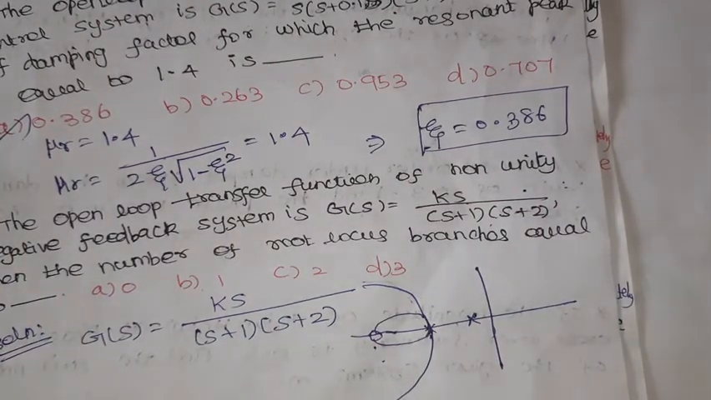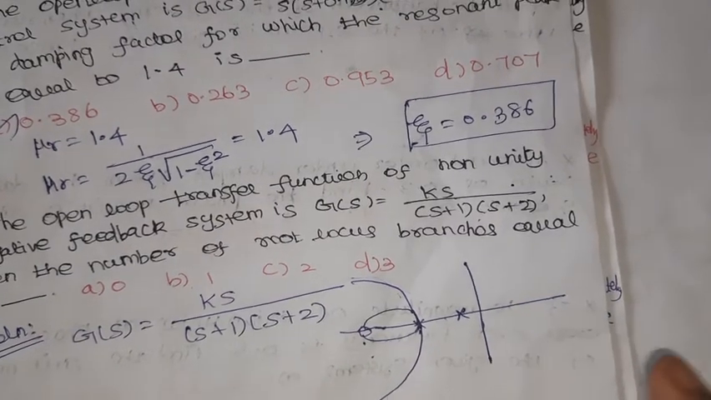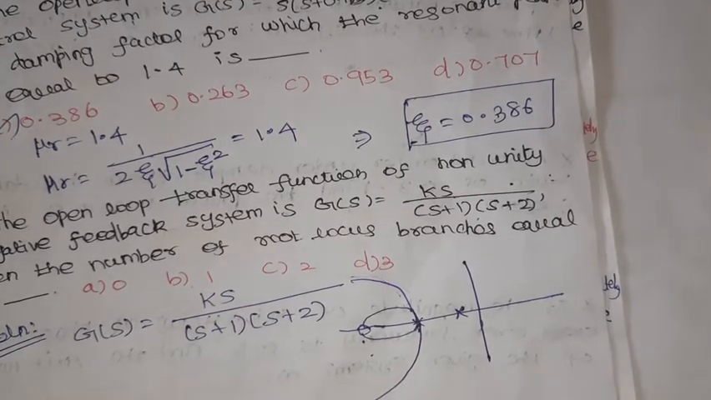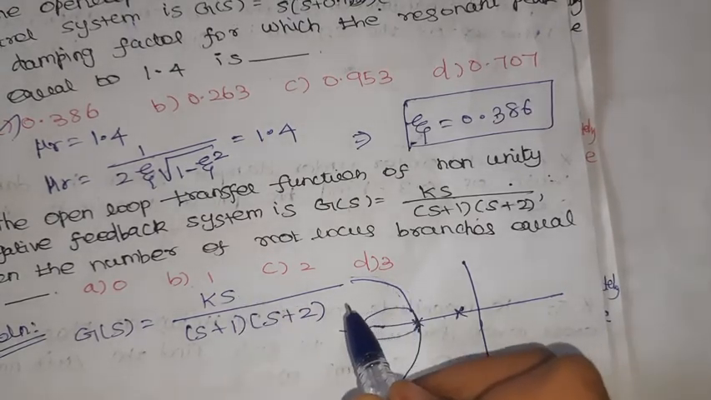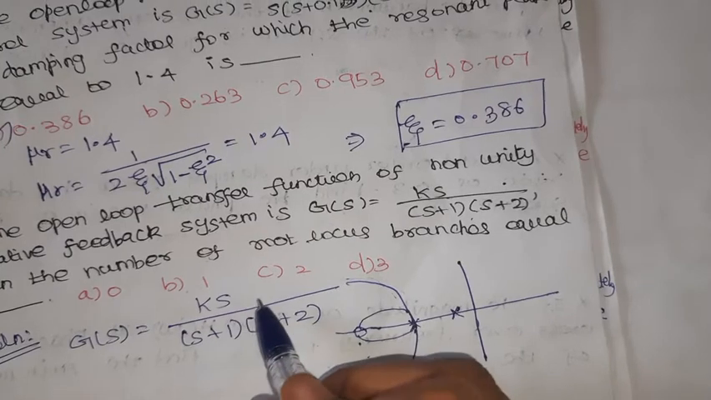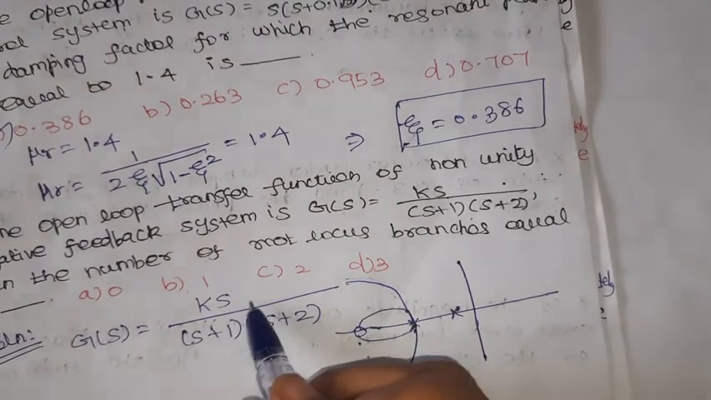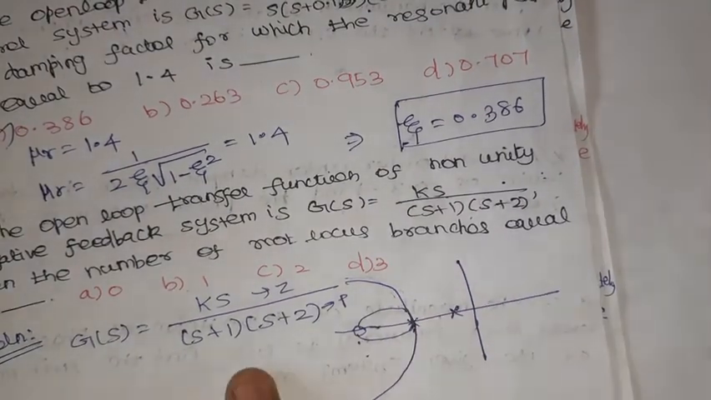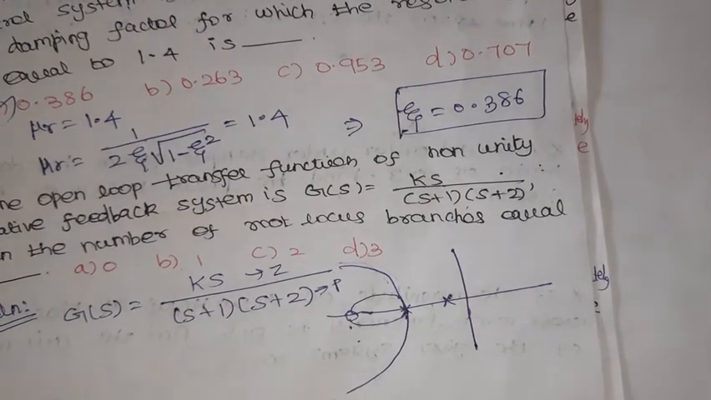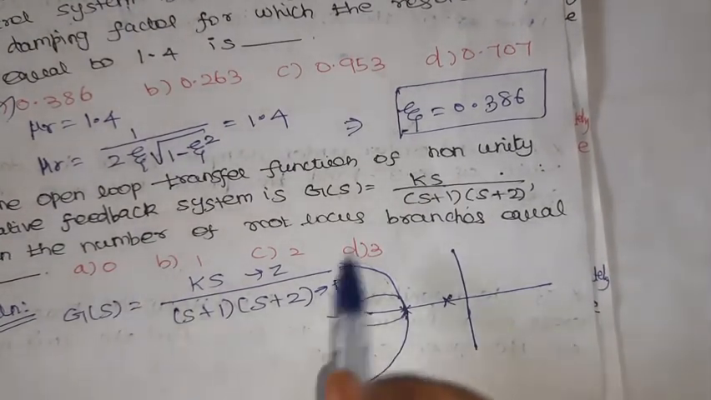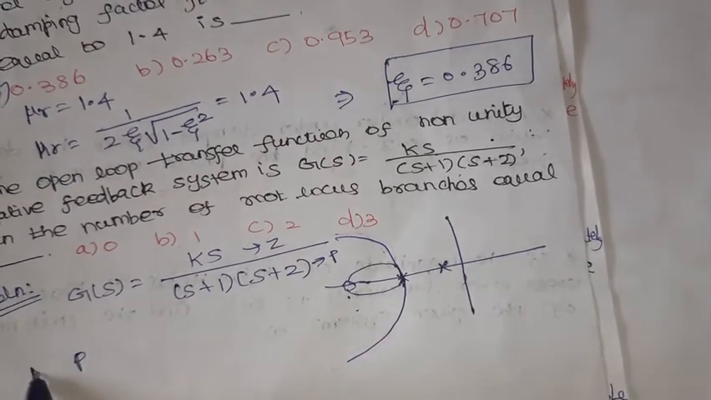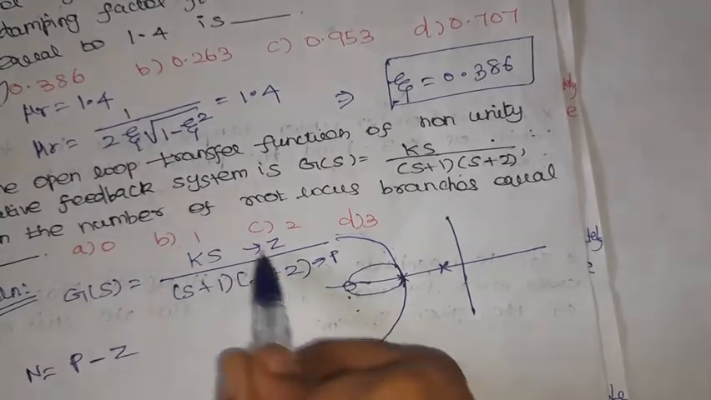We have many rules for the construction of root locus. This is one of the conditions. In the transfer function, the numerator term denotes the location of zeros and the denominator term denotes the location of poles. If P is greater than Z, then the number of root locus branches at infinity is P minus Z, the number of poles minus the number of zeros.